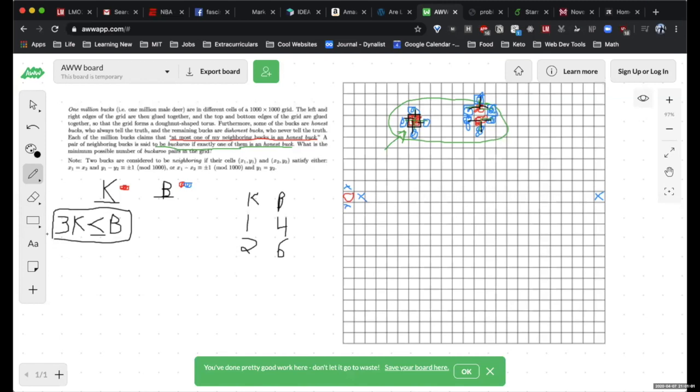I think the construction is the hard part. Yeah, I think the construction is hard. So once you come up with the values of K and B that are required, then the construction falls out. Really? Yeah. No, I came up with the bound. I don't think I got the construction, so I put down a worse answer.